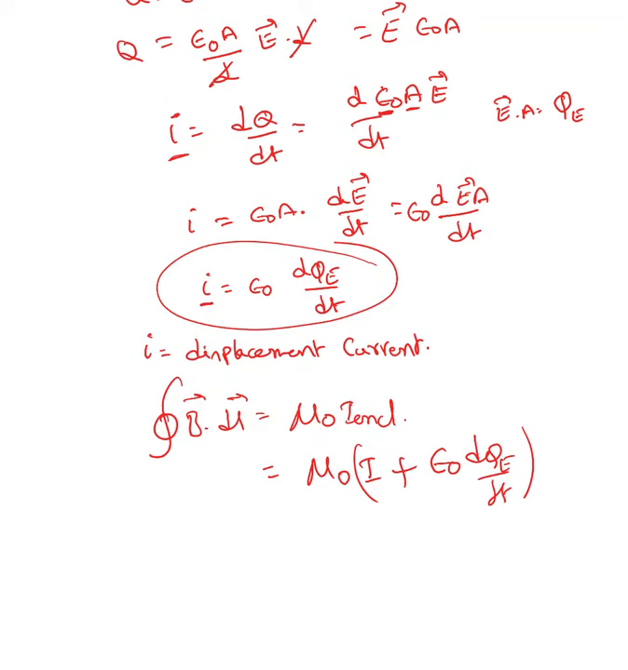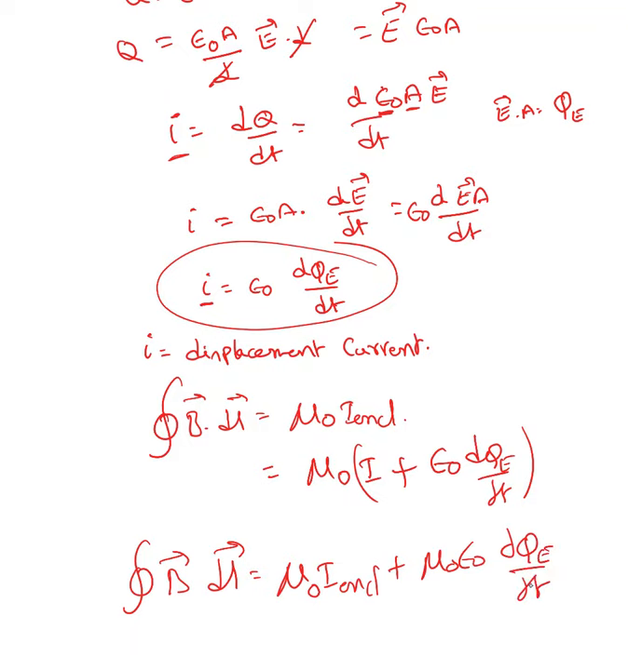Okay, so from this, I can say this is called modified Ampere's law: mu naught I enclosed plus mu naught epsilon naught d phi E by dt. This indicates that phi E is the electric flux, and the rate of change of electric flux produces the magnetic field.